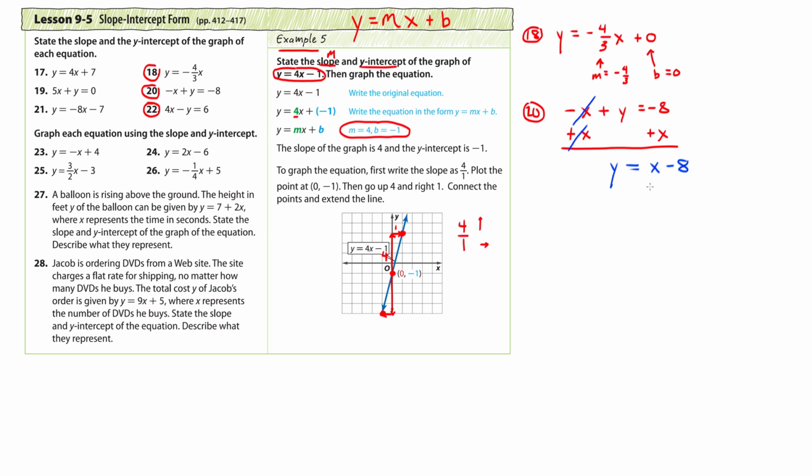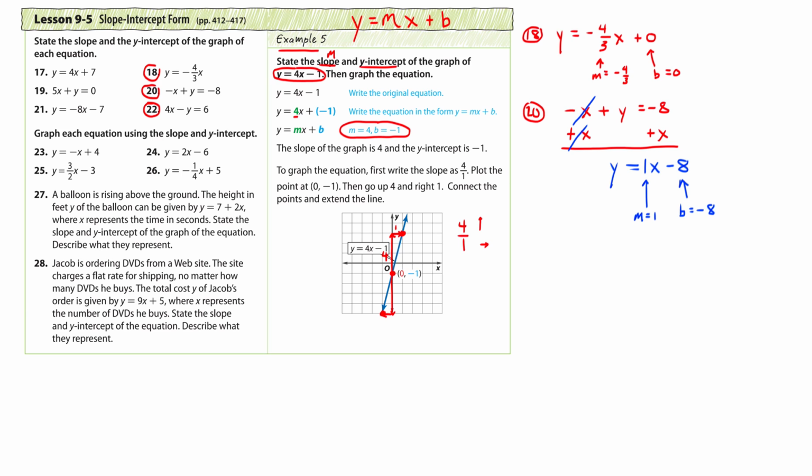And so now we're ready to identify our slope and our y-intercept because this is slope-intercept form now. The number that is in front of the x, this is an understood 1. So the slope is 1. That means you'll go up 1 over 1 repeatedly for this line. And then your y-intercept is this number here. Since it says minus 8, the y-intercept is negative 8. And there we go. That is number 20.